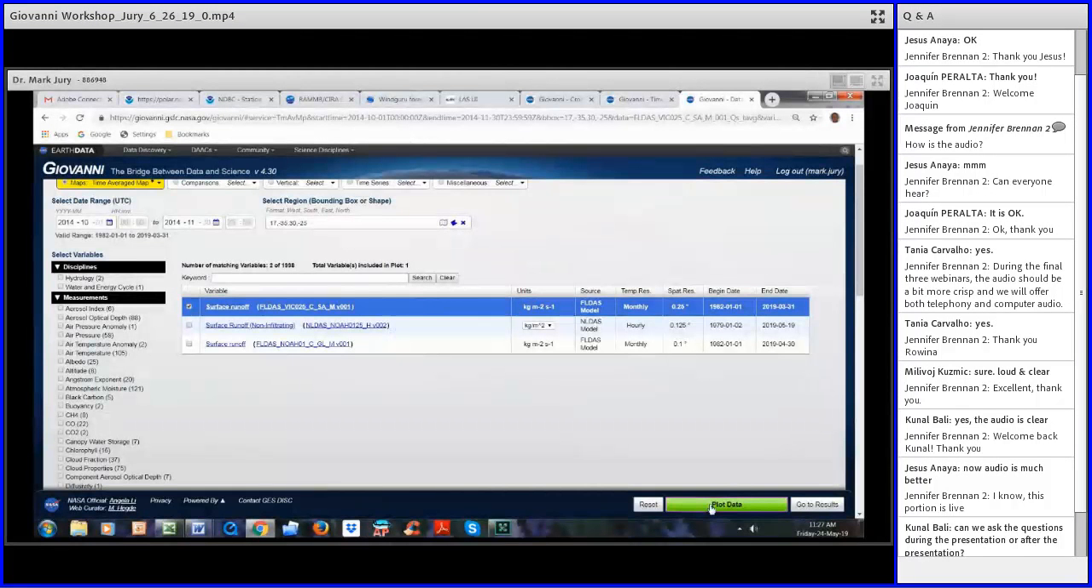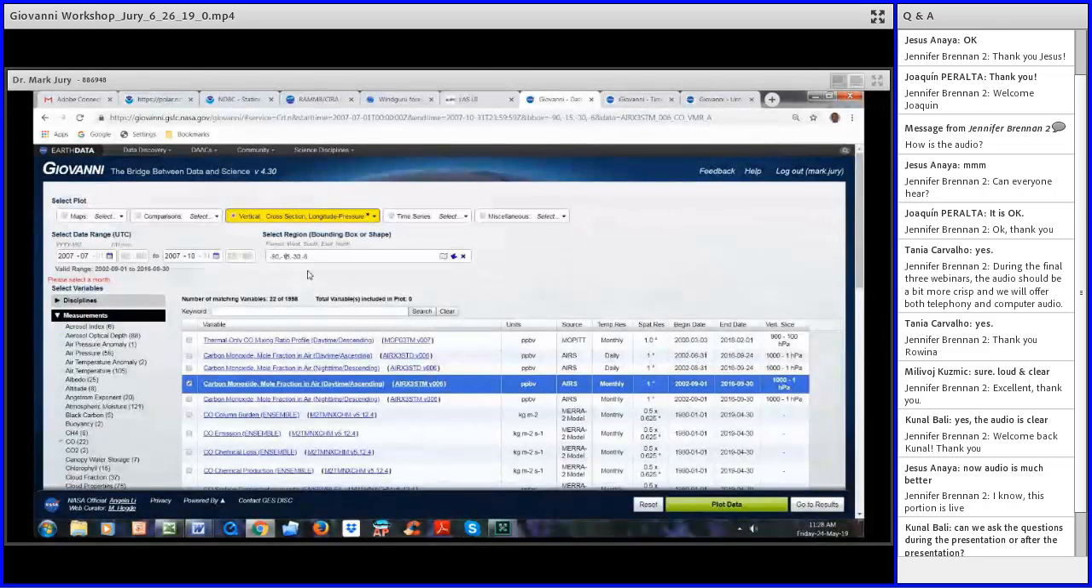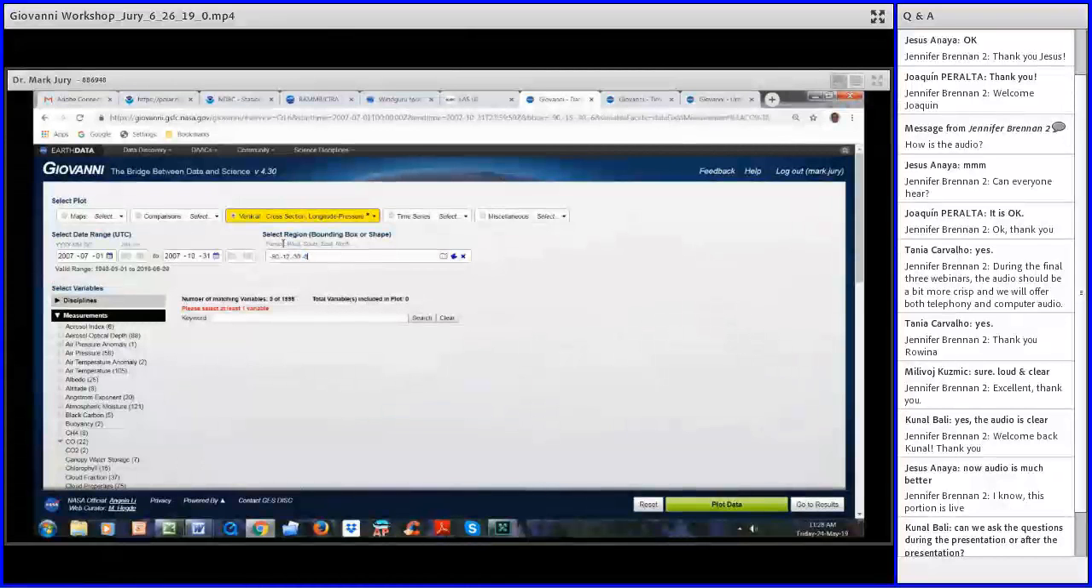So now we'll return briefly to Dr. Jury's presentation. I'm sorry. If we reduce our slice cross section to focus mainly on this minus 90 to minus 30, this is the second part of the presentation. This is his carbon monoxide south slices region. It was also slow.